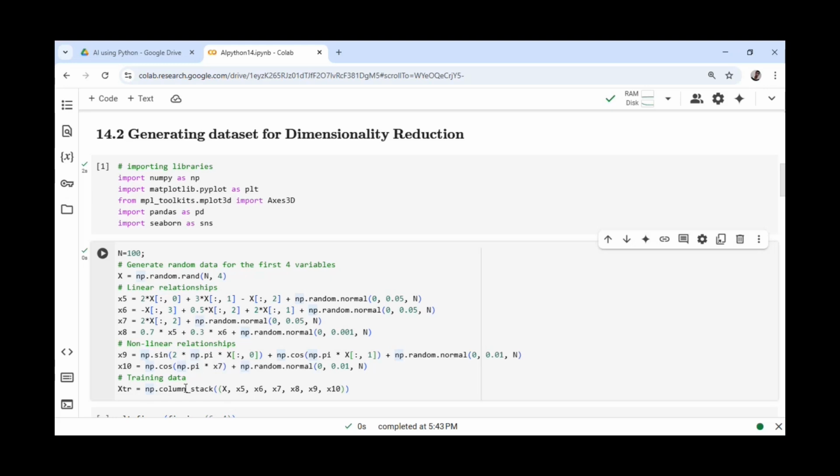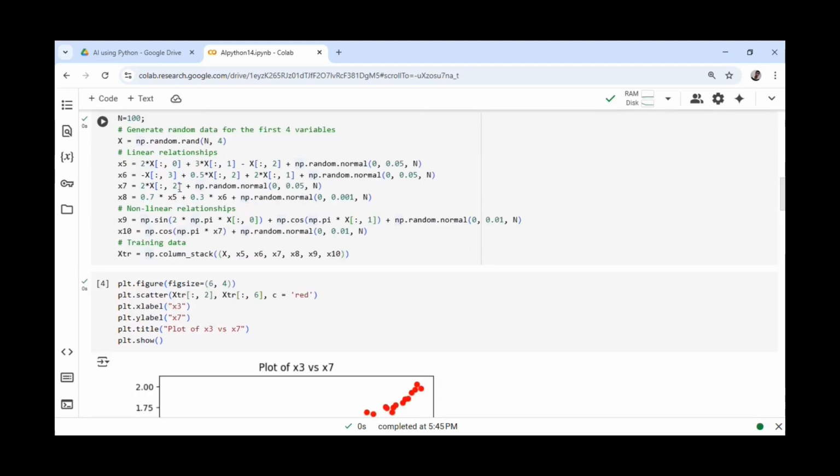In this case, our XTR will consist of 100 samples of 10 variables, out of which we have 6 relationships across the data. Now the linear and nonlinear relationships in the data can also be observed by plotting this data set.